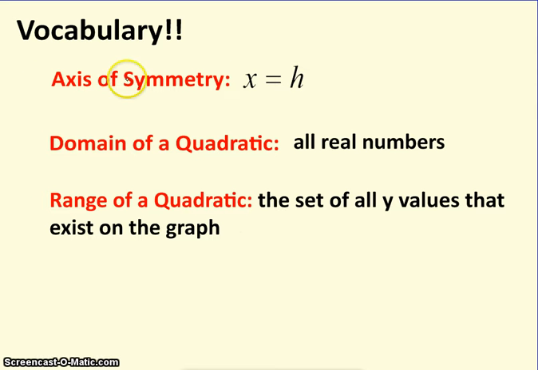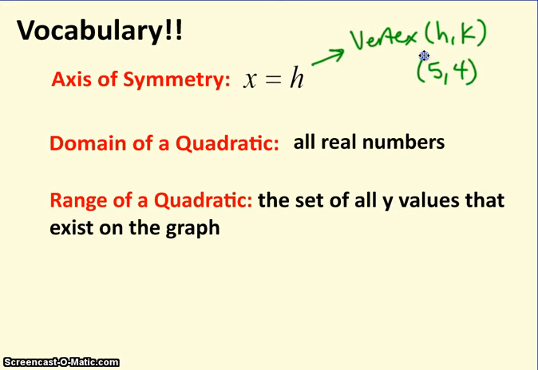So some vocabulary. First off, axis of symmetry is x equals h. Recall that h was from your vertex. Remember, the vertex is h comma k. So if my vertex is 5 comma 4, then the axis of symmetry will be x equals 5. It's whatever my h value is.